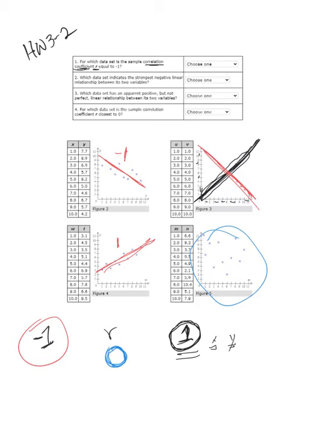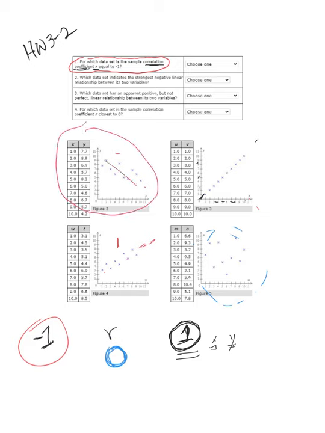So when I'm answering these questions, which data set in the sample has correlation coefficient R equal to -1? The closest one that's equal to -1 would be this one right here. Let me get rid of some of this stuff if I can. This is the only one here that has a negative slope to the data. So I'd go with figure 2 there.